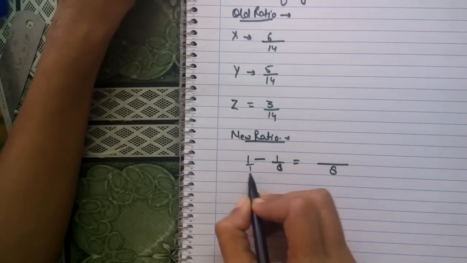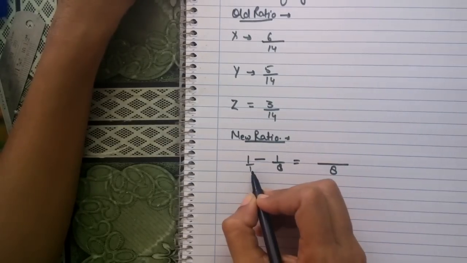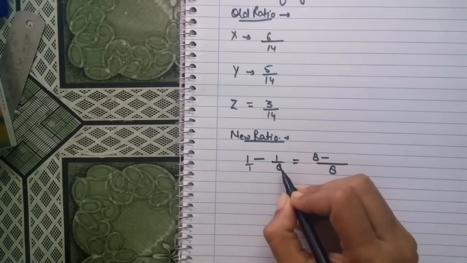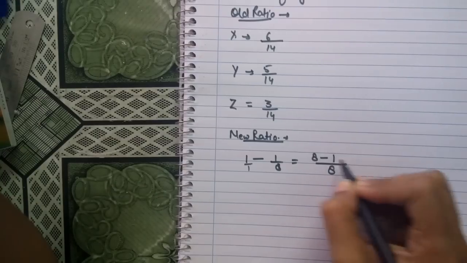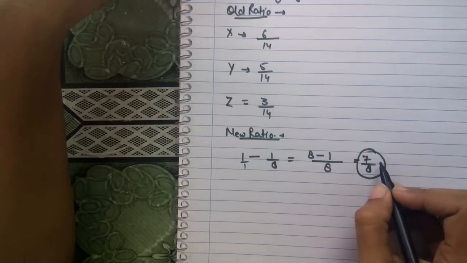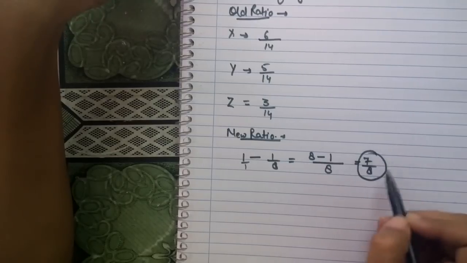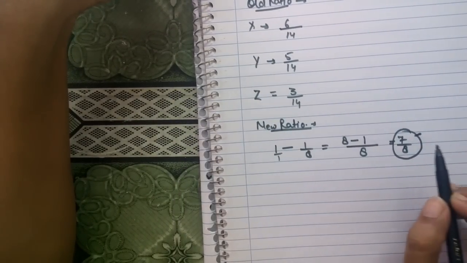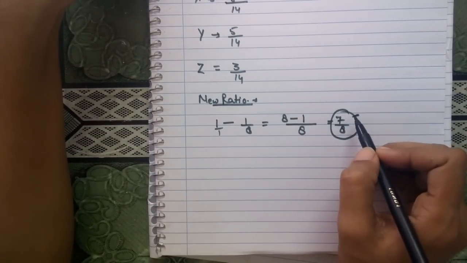8 is the LCM of 1 and 8. If we divide 8 by 1 we get 8, and 8 multiplied by 1 is equal to 8. Minus 1, so 8 minus 1 will be 7 upon 8. This is the share remaining after giving A's share from the total profit. Now this share would be distributed among the old partners in the old ratio.